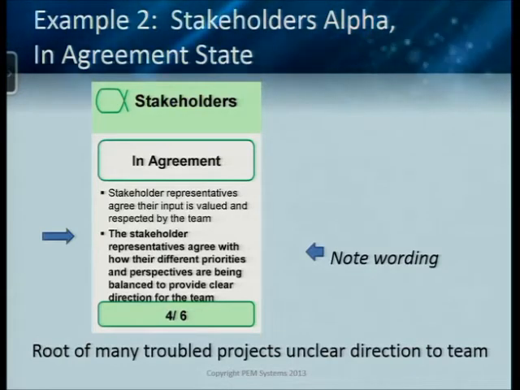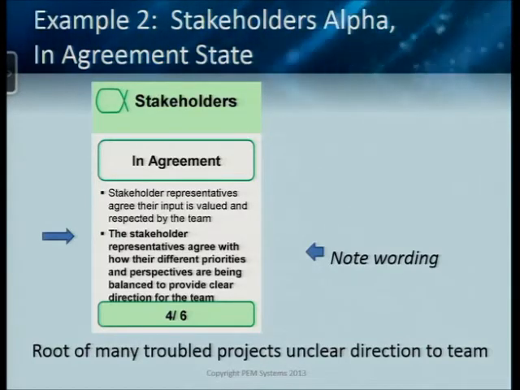So one of the checklist items is: the stakeholder representatives, and I'll talk more about representatives shortly, agree with how their different priorities and perspectives are being balanced to provide clear direction for the team. That wording, you want to think about that. That's very powerful wording. It took us a long time, a lot of discussion, to get the wording right.